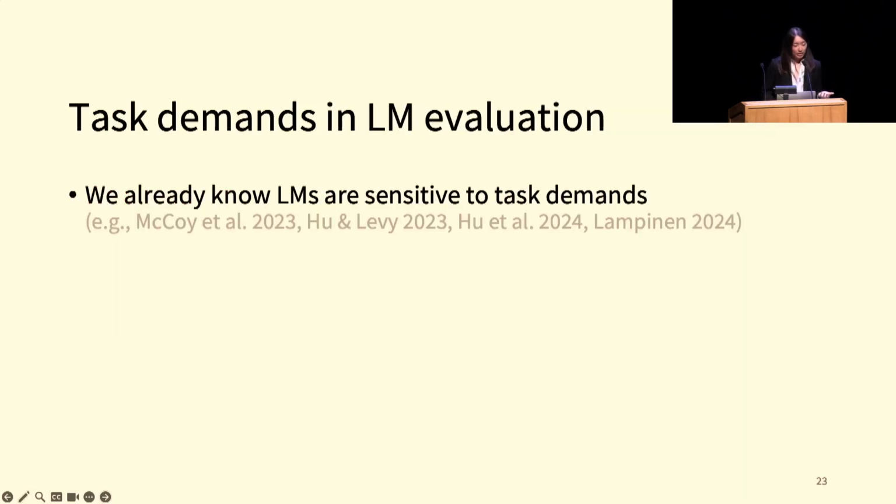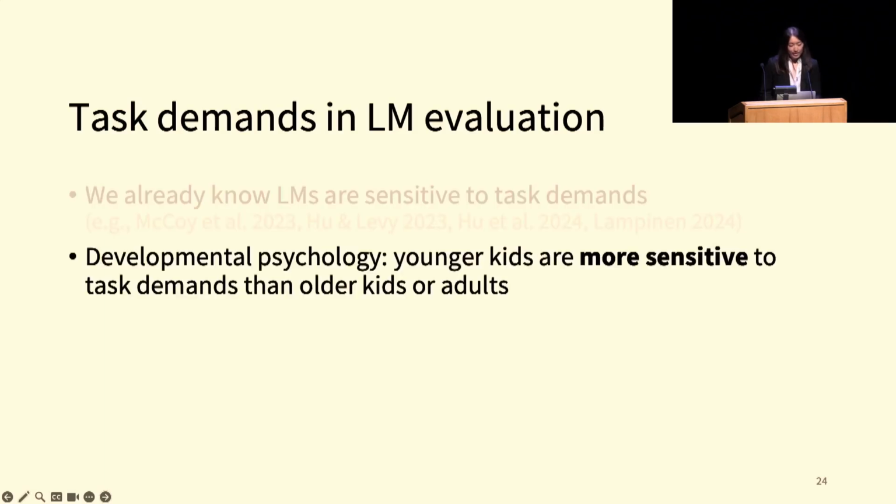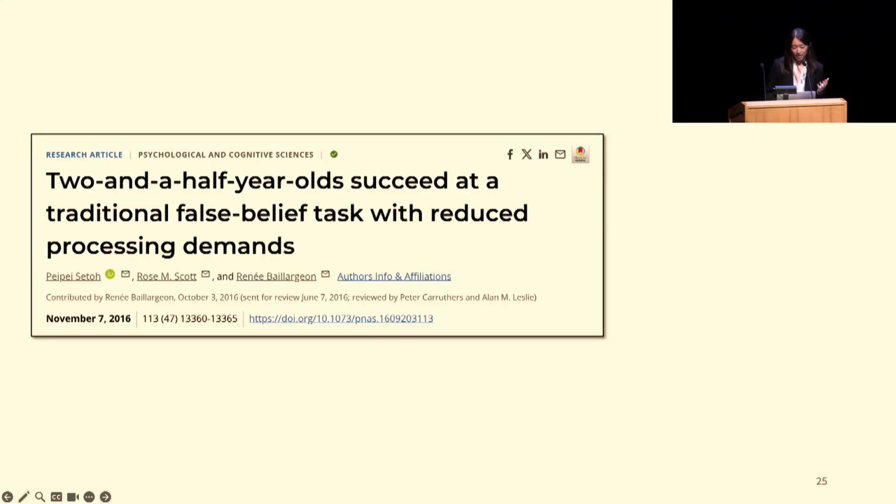And bringing this back to language models, we already know from existing work that language models are sensitive to task demands. So you might be familiar with concepts like embers of autoregression or content effects or some of our recent work on metalinguistic prompting. And at the same time, based on research in developmental psychology, we also know that for humans, younger kids are more sensitive to task demands than older kids or adults. And this sensitivity to task demands has been the center of a lot of debate in developmental psychology.